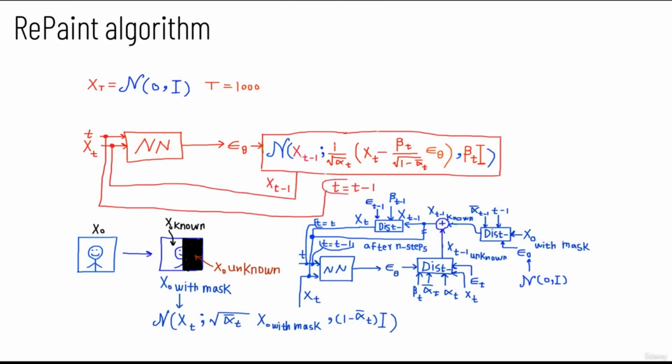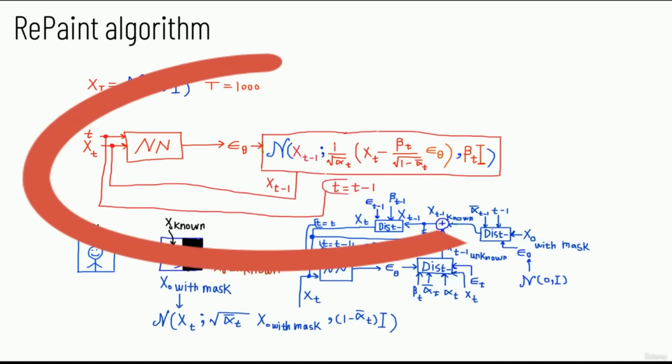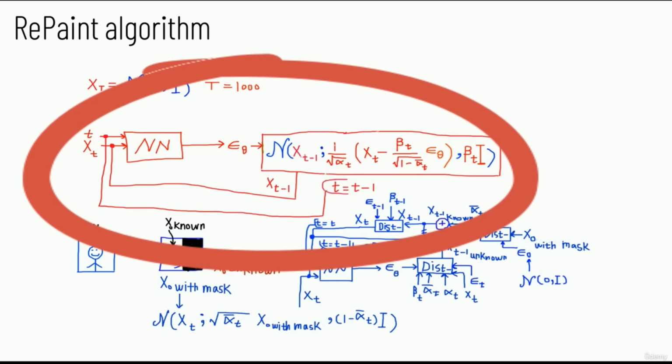Hi, in this lecture we will talk about Repaint algorithm. Let's say that we have a pre-trained diffusion model. This diffusion model will generate images for faces. Of course, we will start with a pure noise from the standard Gaussian distribution. We will start from time step 1000, and we will do reverse diffusion process to generate x0.